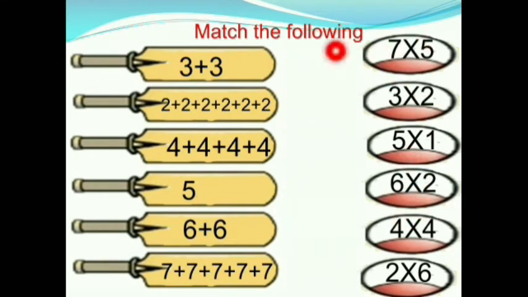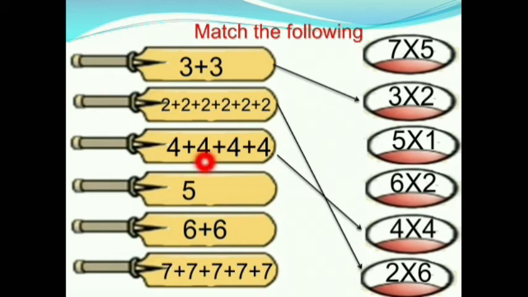First one we have 3 plus 3. Here 3 is repeated 2 times. So we will match it with 3 into 2. In the next question we have 2 plus 2 plus 2 plus 2 plus 2 plus 2. Here 2 is repeated 6 times. So we will match it with 2 into 6. In the next question we have 4 plus 4 plus 4 plus 4. Here 4 is repeated 4 times. So we will match it with 4 into 4.